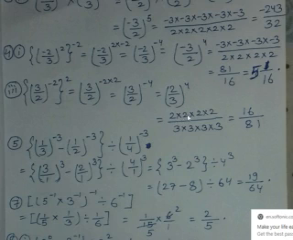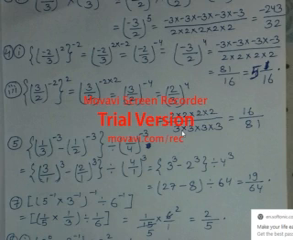That means 2 into 2 into 2 into 2. That means 2 twos are 4, 4 twos are 8, 8 twos are 16. And in the same way, 3 threes are 9, 9 threes are 27, and 27 into 3 is 81.